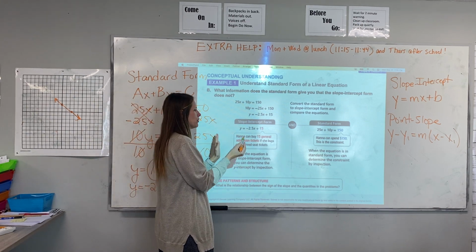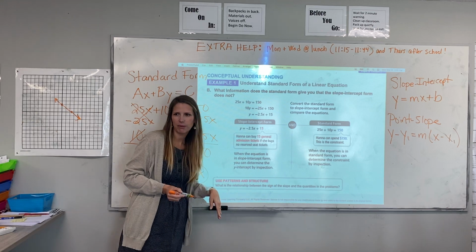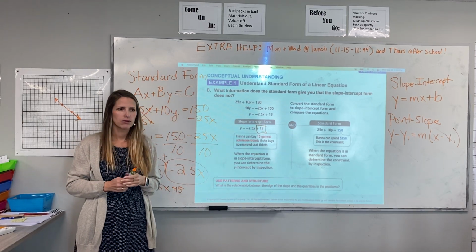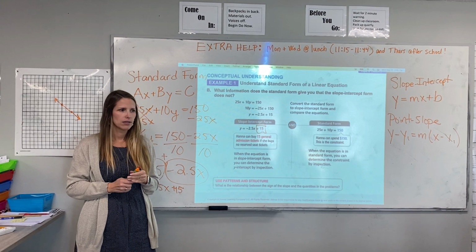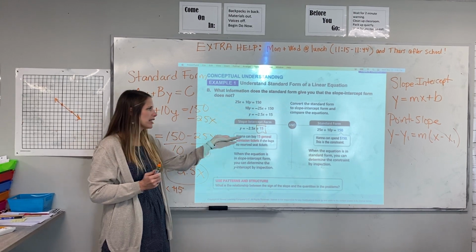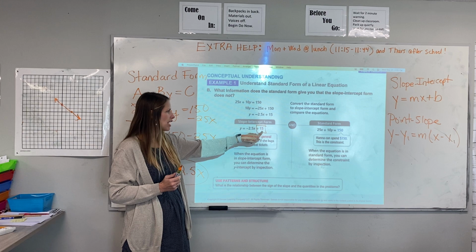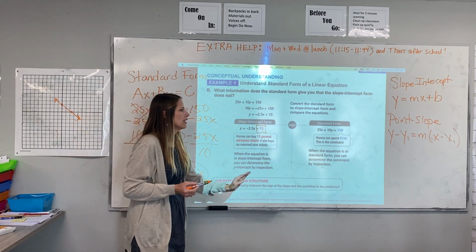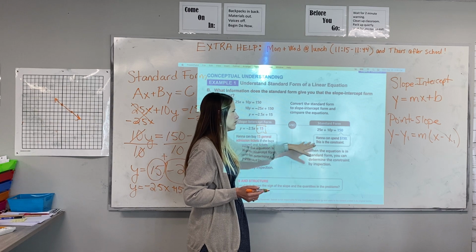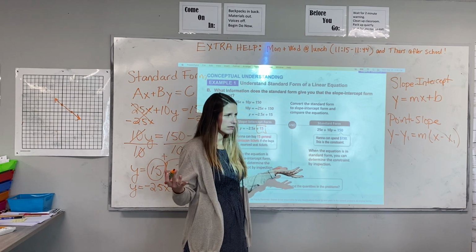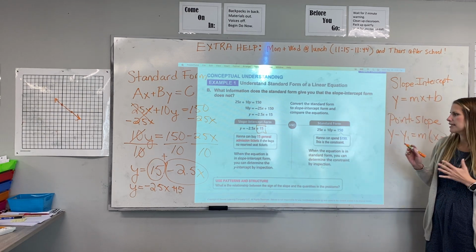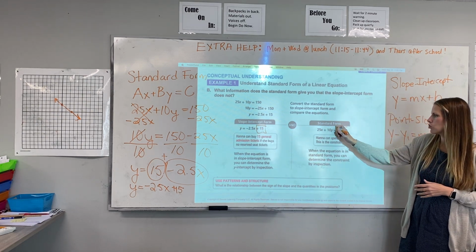Okay, so do you agree that once we have it into slope intercept form, what does this number represent? The y-intercept. So when we get slope intercept form, we have our y-intercept and we have our slope, right? Standard form doesn't give us that, right? But it does give us our constraint.